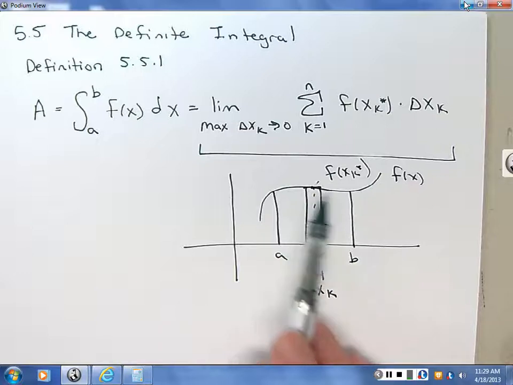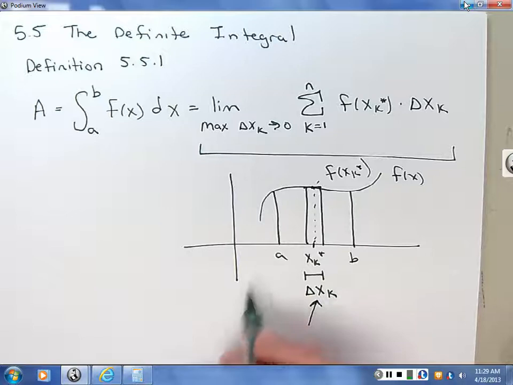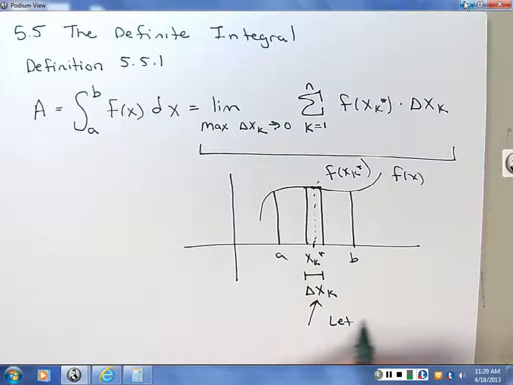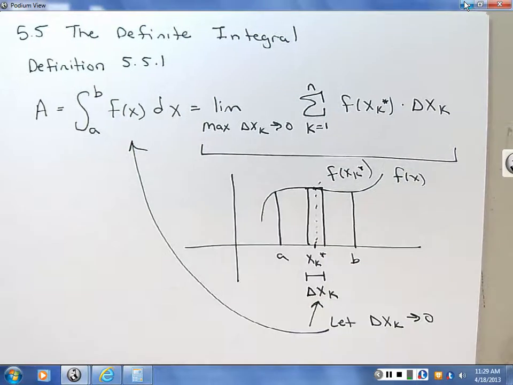So then if I add up all the rectangles and I let this differential length go to 0, if I let delta xk go to 0, I end up with this integral of the function times dx from a to b.